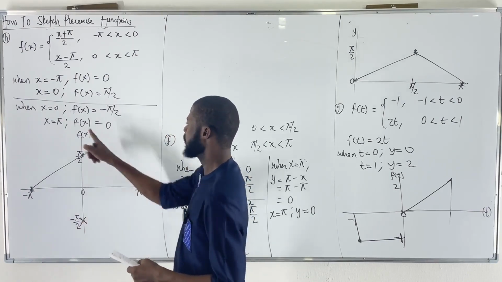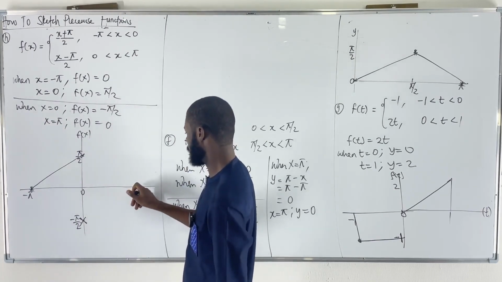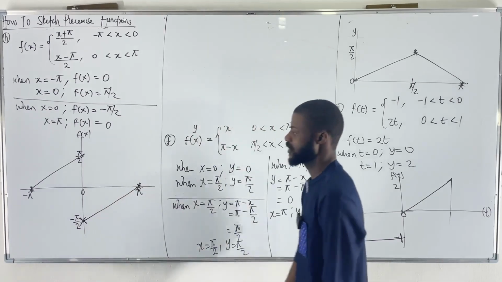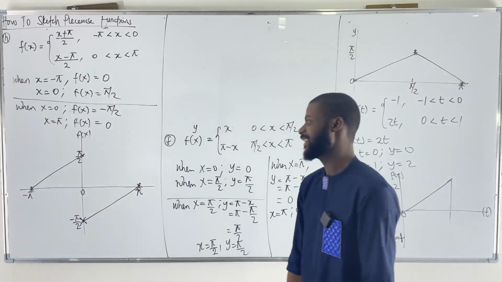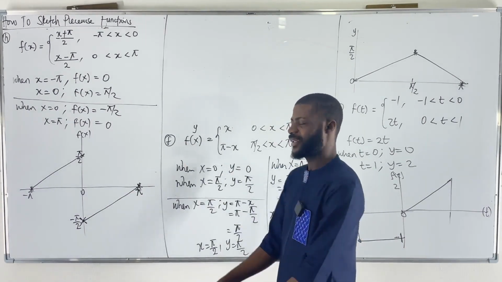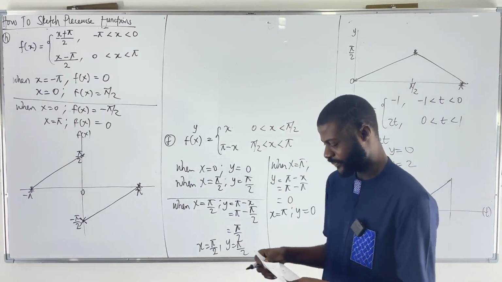Then when x is pi, f of x is 0. So you have it right here. So this is what the graph is going to be for that function. That was easy. So that's it.